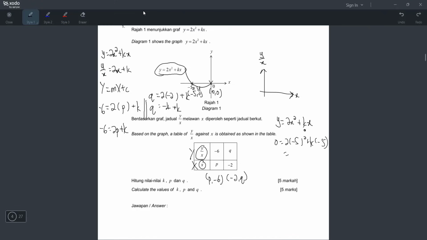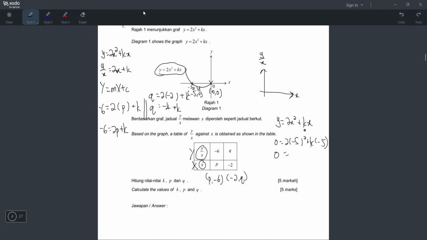Okay. What happens if you substitute 0, 0? Actually, you won't get the answer if you substitute 0, 0. Even though the curve passes through 0, 0, imagine if you substitute 0, 0 here, what happens to the k? The k will disappear. So everything will become 0. Because if you substitute 0, you will end up with 0 equals 0. And your k will disappear and you can't find your k anymore. So that's why I didn't choose that point. It's better to choose this point.